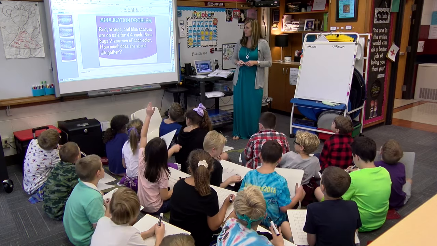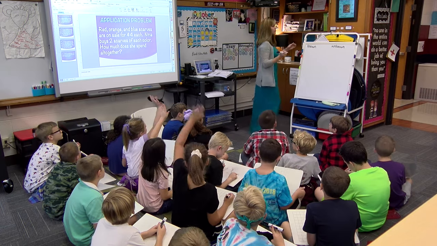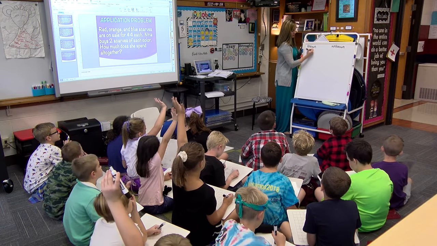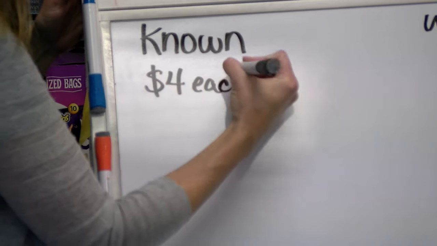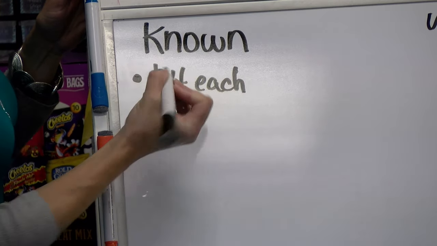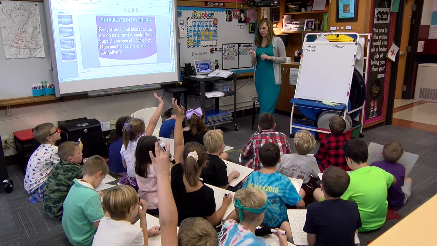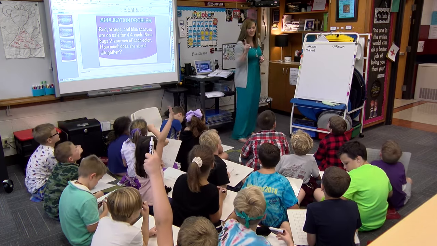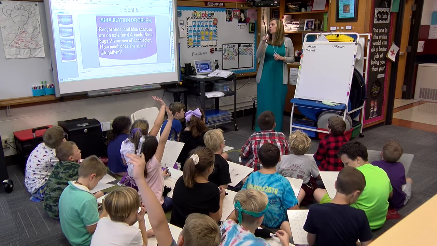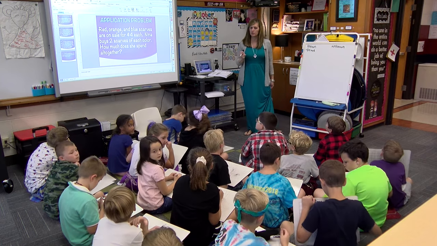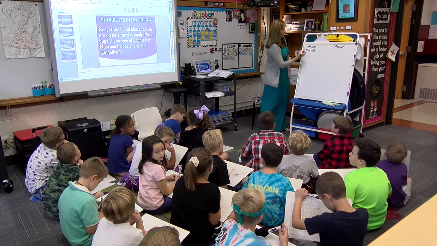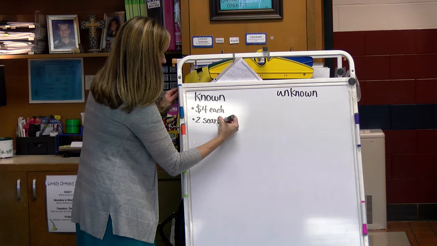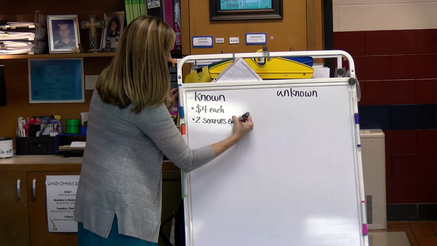Kiana. They're $4 each. What are $4 each? The scarves. Scarves, $4 each. Okay, we're used to having how many pieces of known information? Two. And how many pieces of unknown information? One. That's going to change just a little bit today. Cooper, what's another piece of known information? She buys 2 scarves of each color. Okay, so 2 scarves each color.